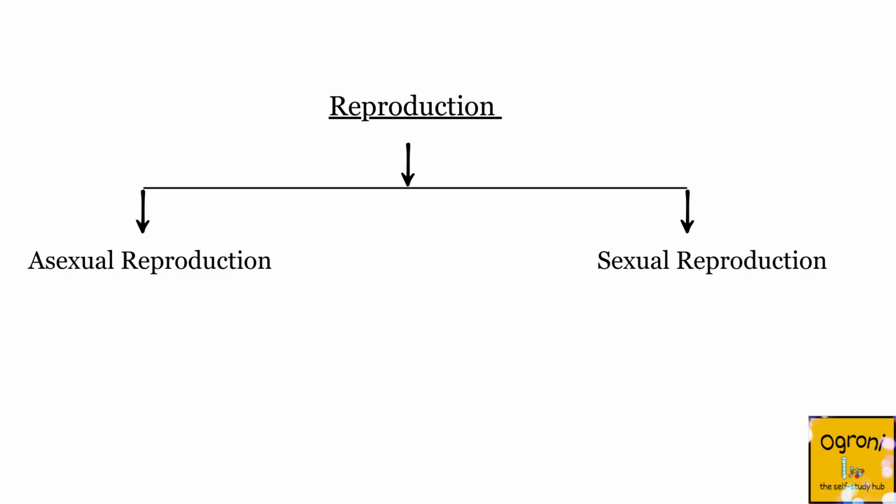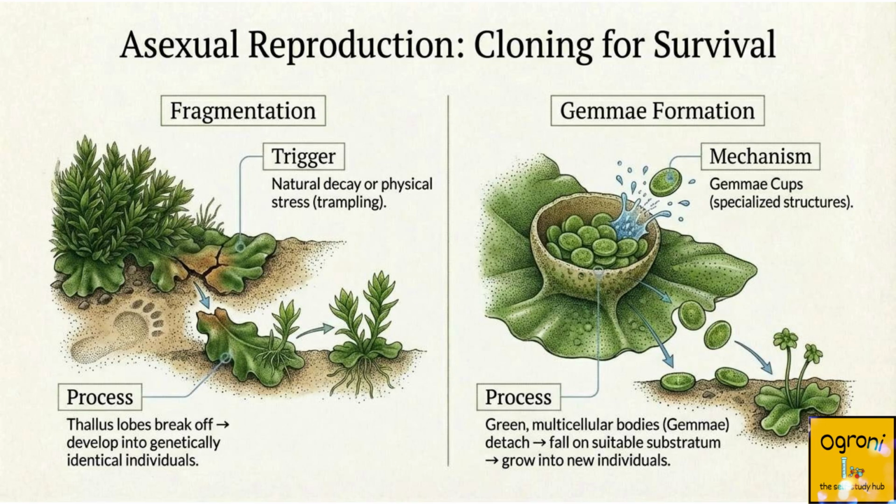Reproduction. Bryophytes show both asexual and sexual reproduction. Asexual reproduction. There are various types of asexual reproduction in bryophytes, but in this video, we are going to focus only on fragmentation and gemma formation.